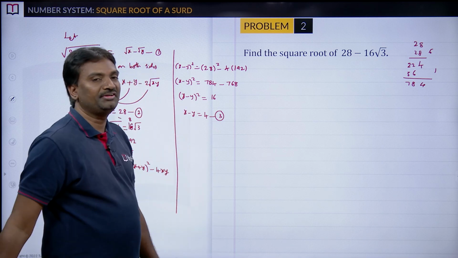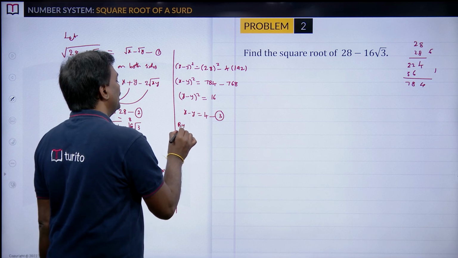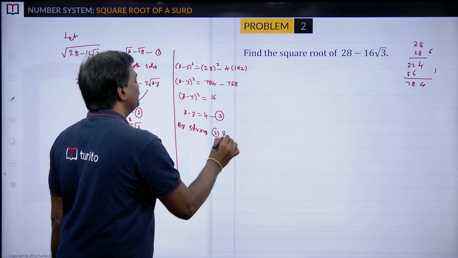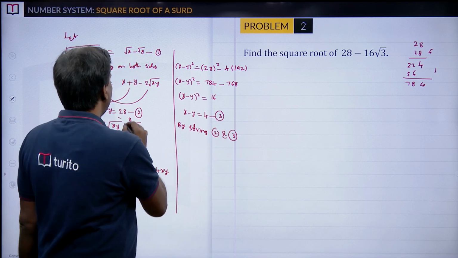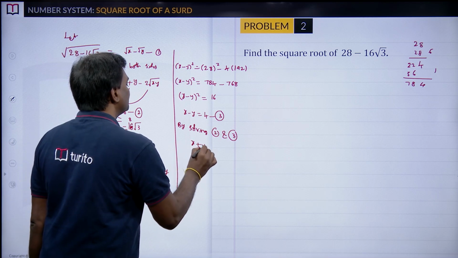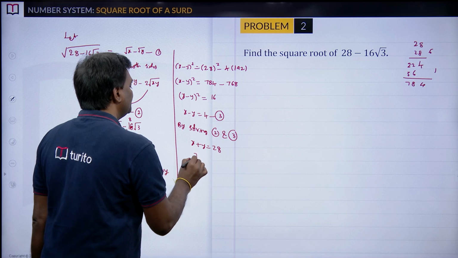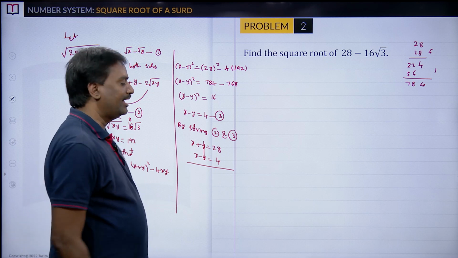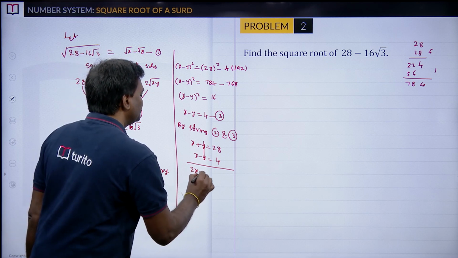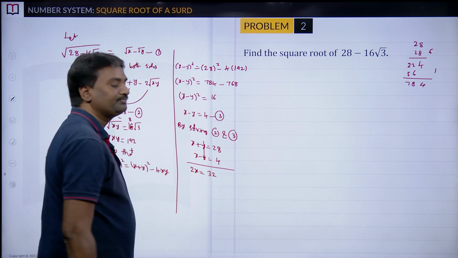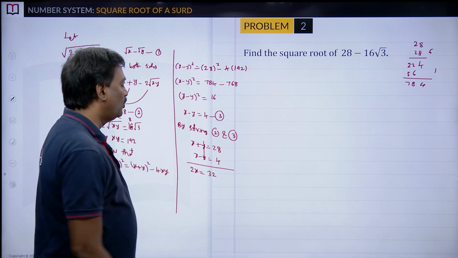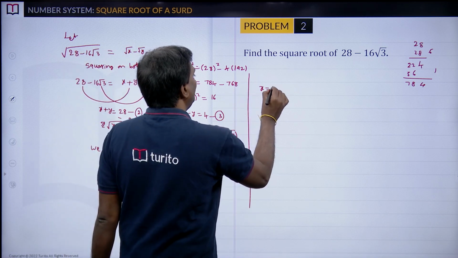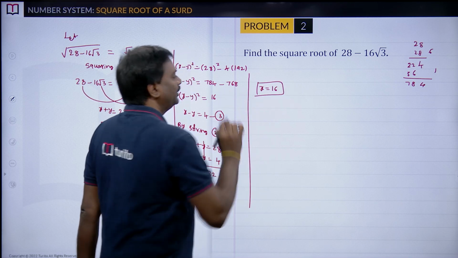Now by solving equations 2 and 3. Equation 2, x plus y equal to 28. Equation 3, x minus y equal to 4. Plus y and minus y get cancelled. x plus x is 2x equal to 28 plus 4, 32. By dividing on both sides by 2, you will get x equal to 32 by 2, 16. So x equal to 16.